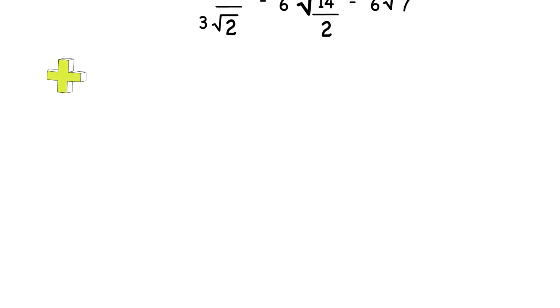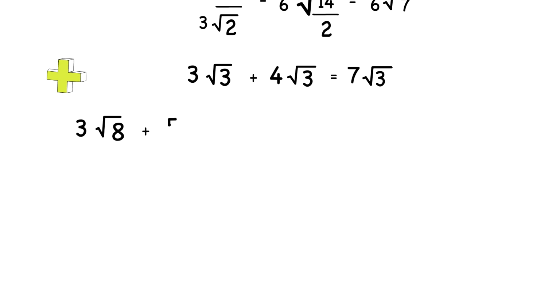With adding and subtracting, if we have the same number underneath the root, then we can group them together. So 3 root 3 add 4 root 3 would just be 7 lots of root 3. If there's a different number under the square root sign, it's a little bit more complicated. As it stands, we can't add this 3 root 8 and 5 root 2 together. But if we can convert that root 8 into a root 2, then we can add them together.